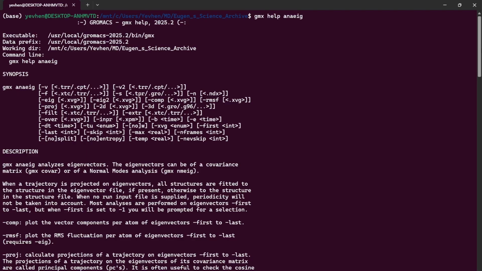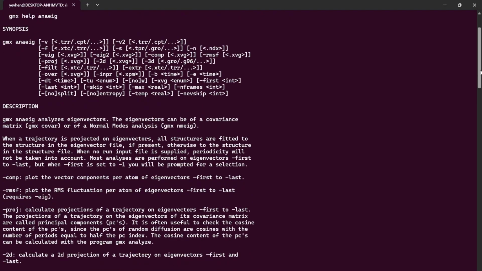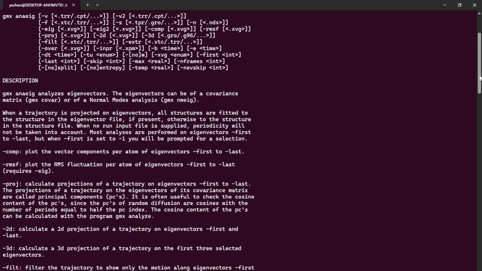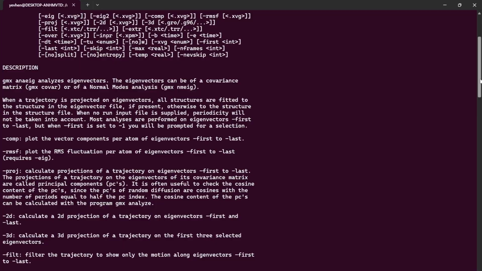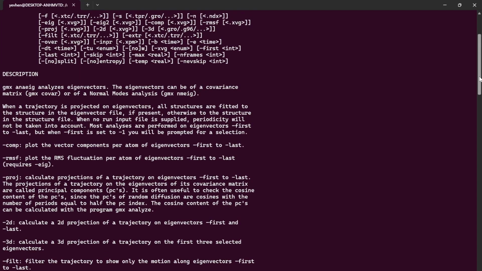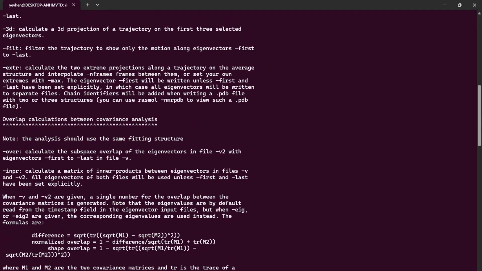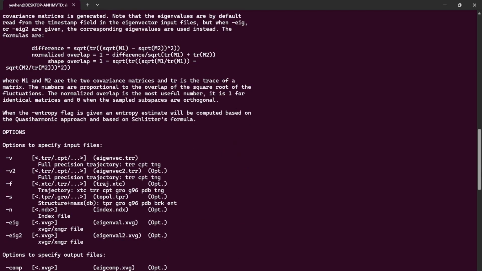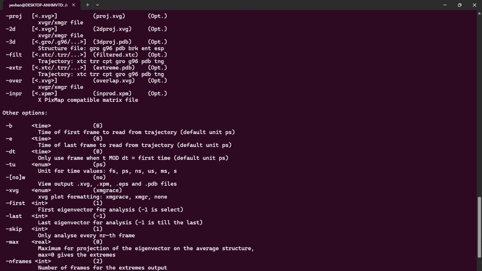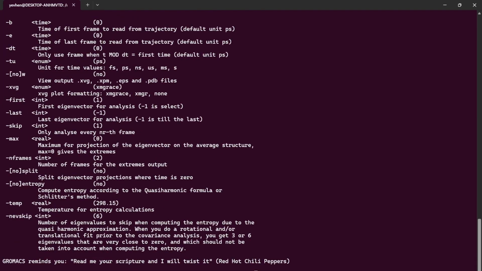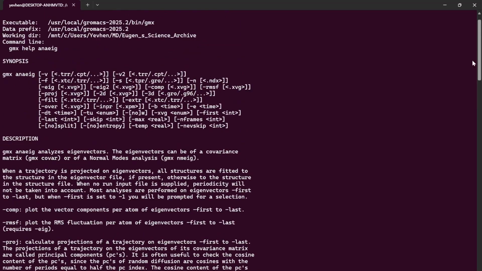You can also use the anaeig tool to analyze the data of normal modes analysis, which is the alternative to principal components analysis. However, normal modes analysis is not covered in this video. The anaeig tool provides you with different possible representations of your principal components as well as some secondary data related to them. For instance, you can obtain one-dimensional, two-dimensional, three-dimensional projections of your principal components for further analysis.